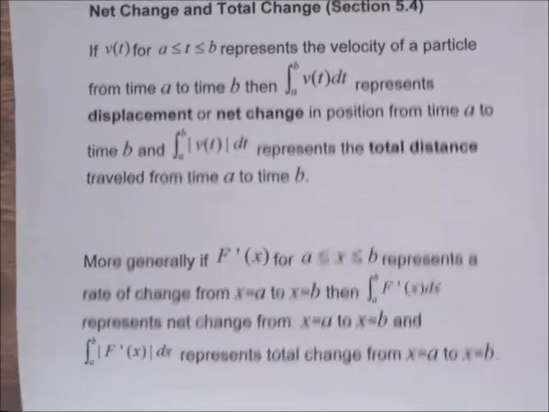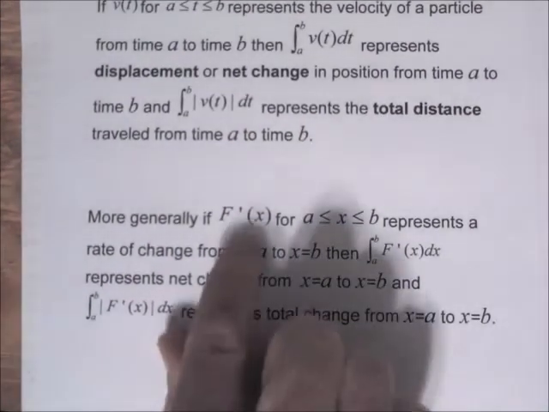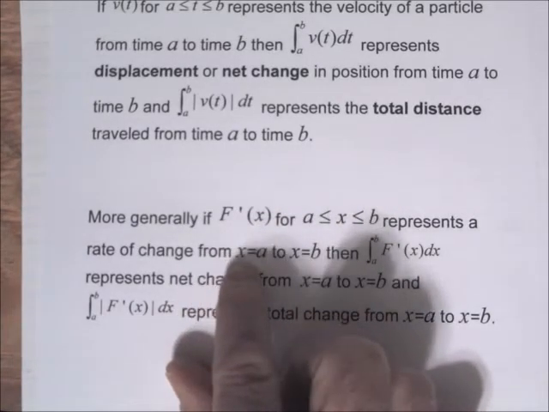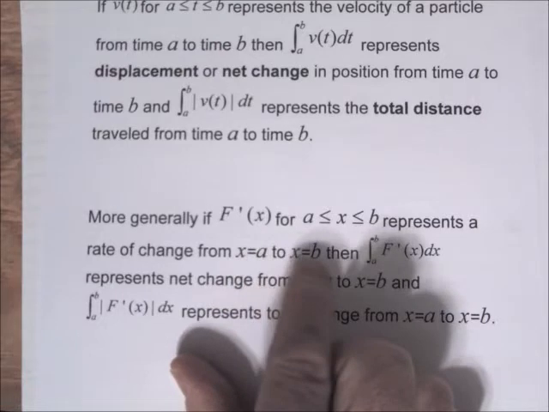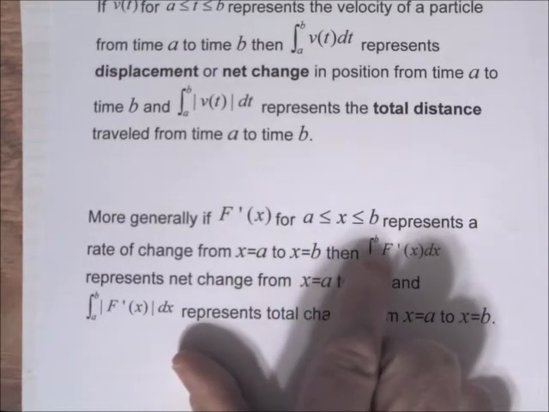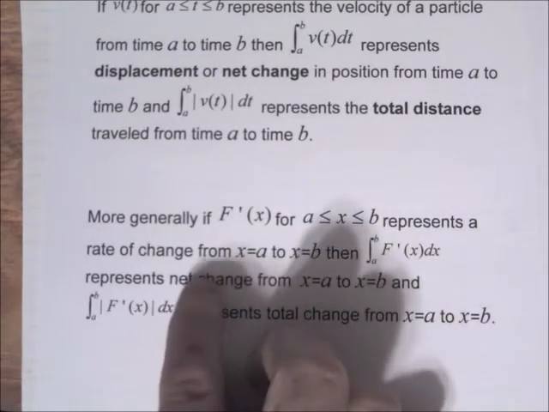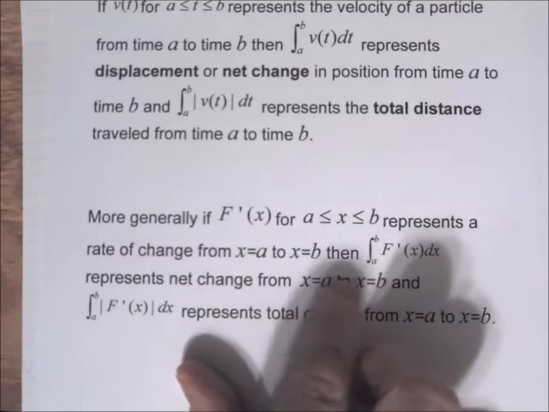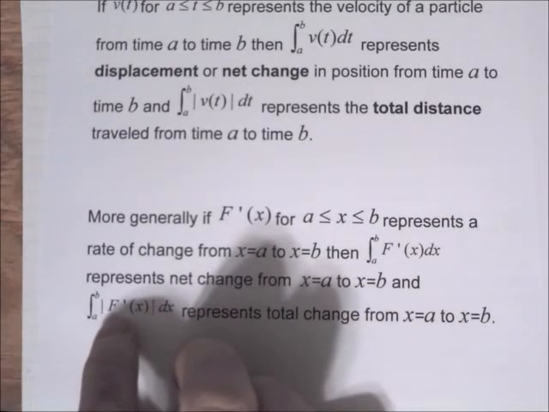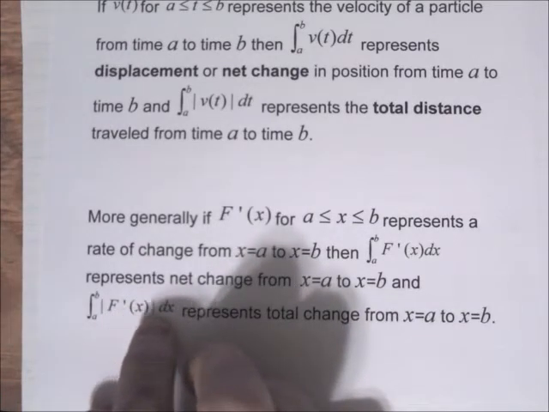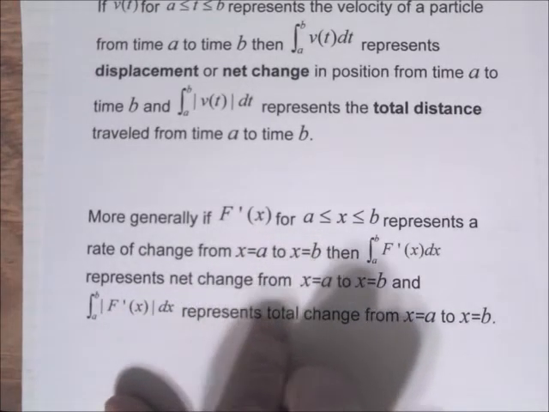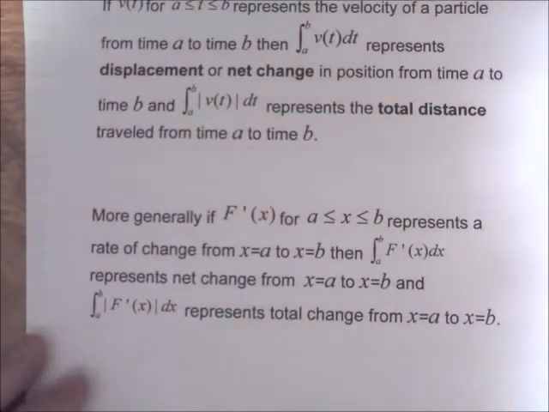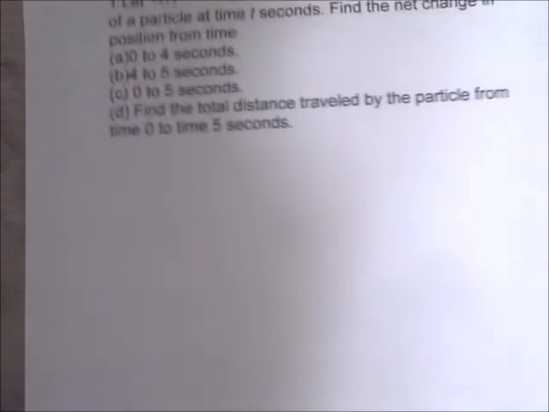More generally, if f prime of x represents the rate of change from x equal a to x equal b, then the integral from a to b of f prime of x dx represents the net change from x equal a to x equal b, and the integral of the absolute value of f prime of x represents the total change from x equal a to x equal b. So I think this will be clear with some examples.